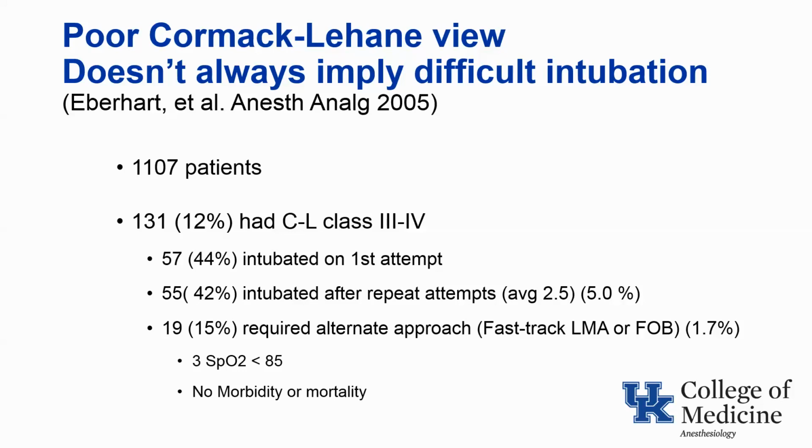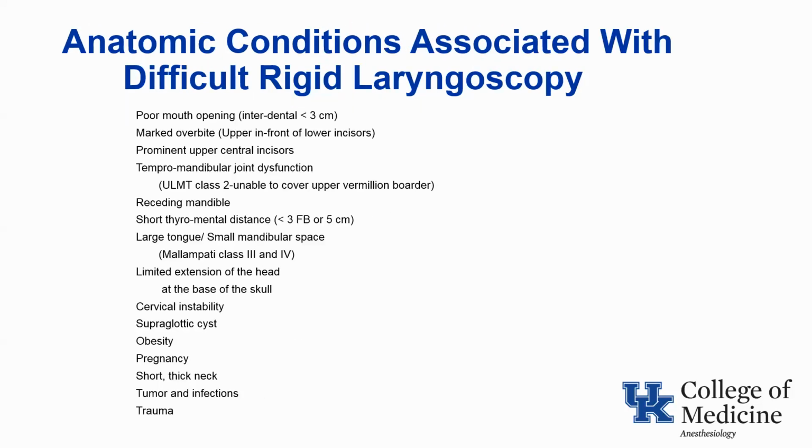On the other hand, a poor view doesn't always imply a difficult intubation, and as you see in this study by Eberhardt, of the patients who had class 3 or 4 CL views, that was 12% of their patients, nearly half were intubated on first attempt, and about 85% were intubated after repeat attempts, and only 15% required an alternate approach. Fortunately, they had no morbidity or mortality.